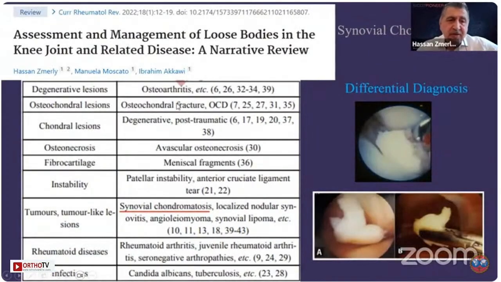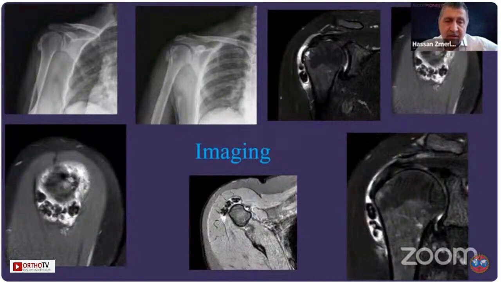The differential diagnosis must be done with all loose bodies in the joint. Here we can see our etiopathogenetic classification of loose bodies, because we think that loose bodies must be classified based on their etiopathology, because when we know the origin of this disease, we can do better the treatment. So the imaging is important, the X-ray, MRI, the CT scan in some cases.